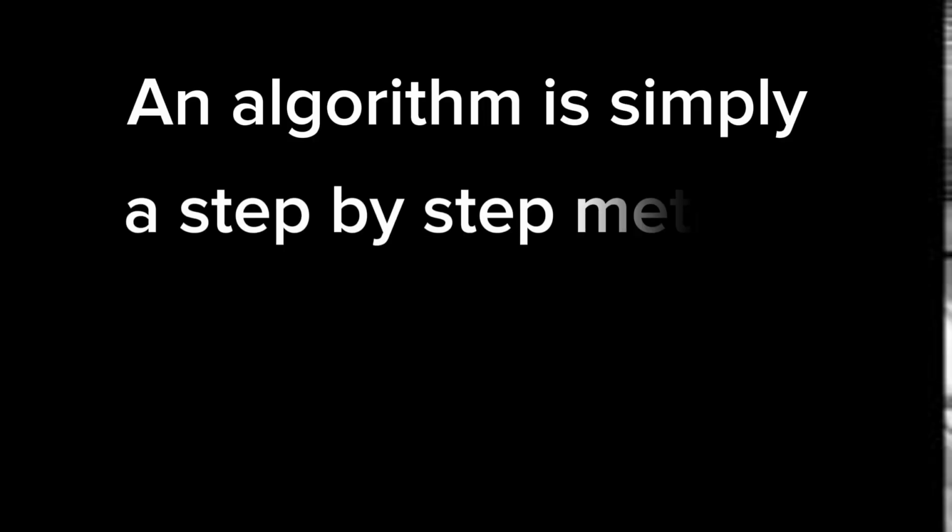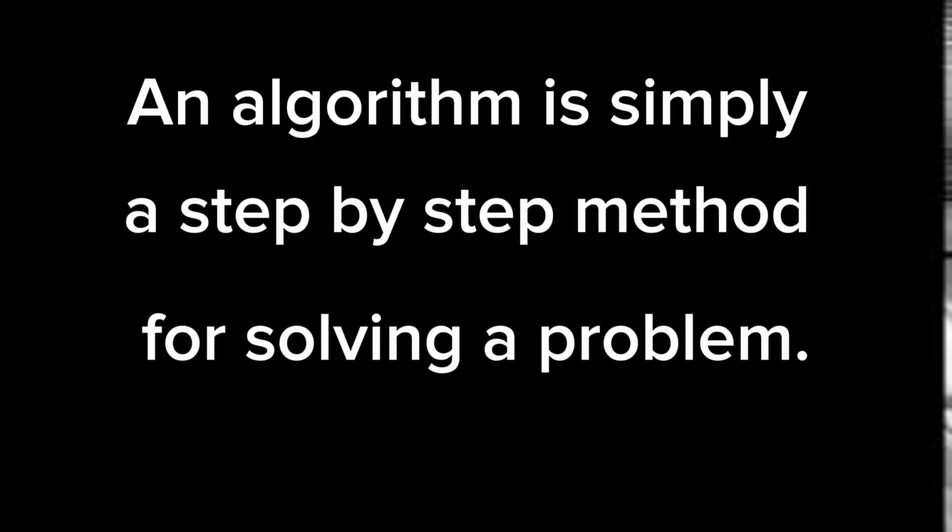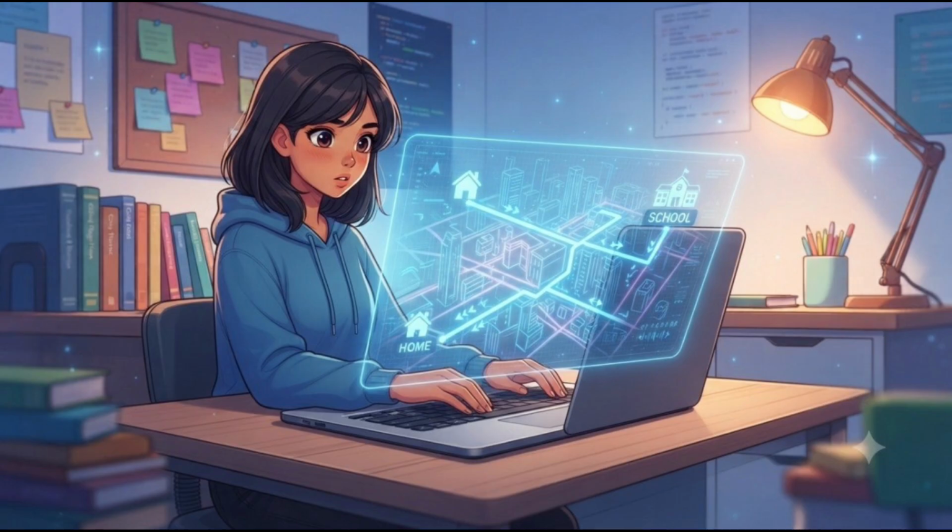Next one is algorithm. An algorithm is simply a step-by-step method for solving a problem. For example, think about Google Maps. It doesn't magically know the best route. It follows a series of steps to calculate the shortest or fastest path. That's an algorithm.